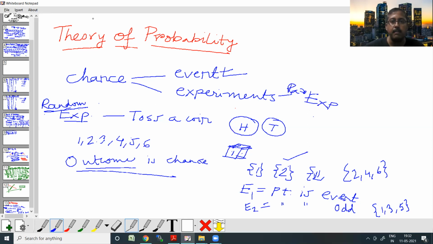Next, when we come back, we are going to talk some more about events, the different types of events, and then we also will touch on how the probability of a particular random experiment can be calculated, right?